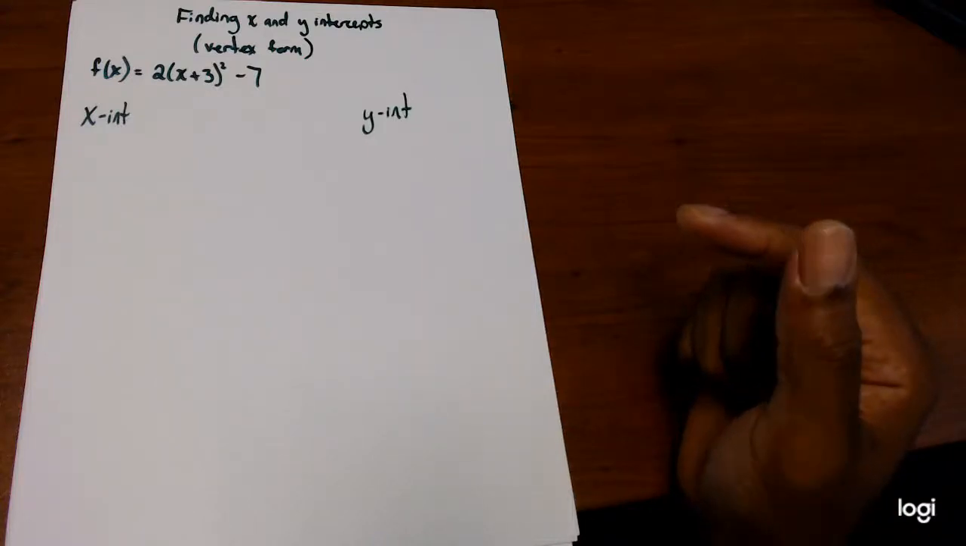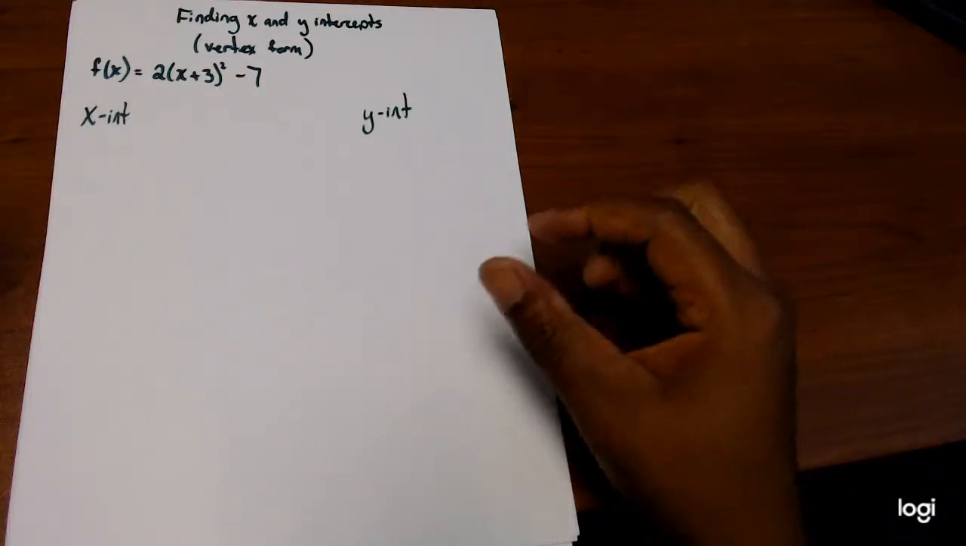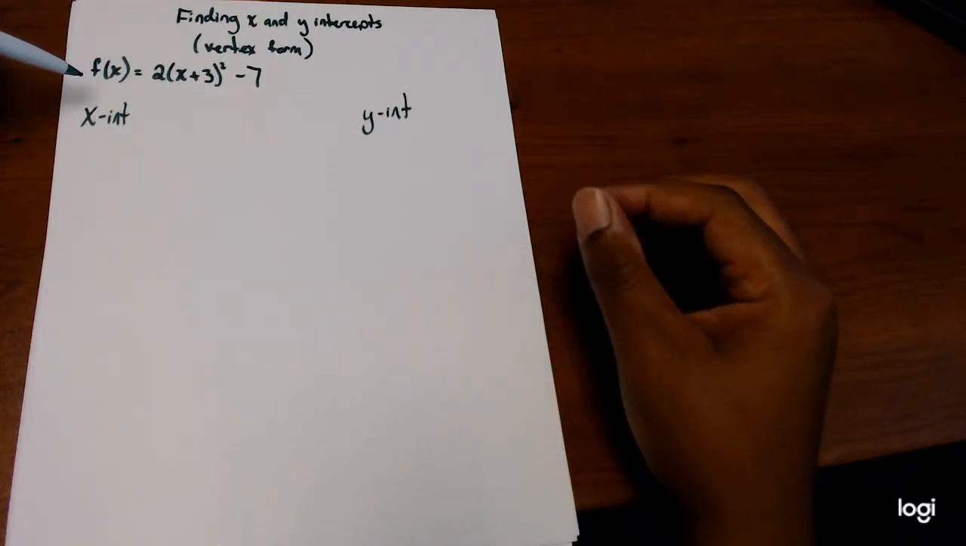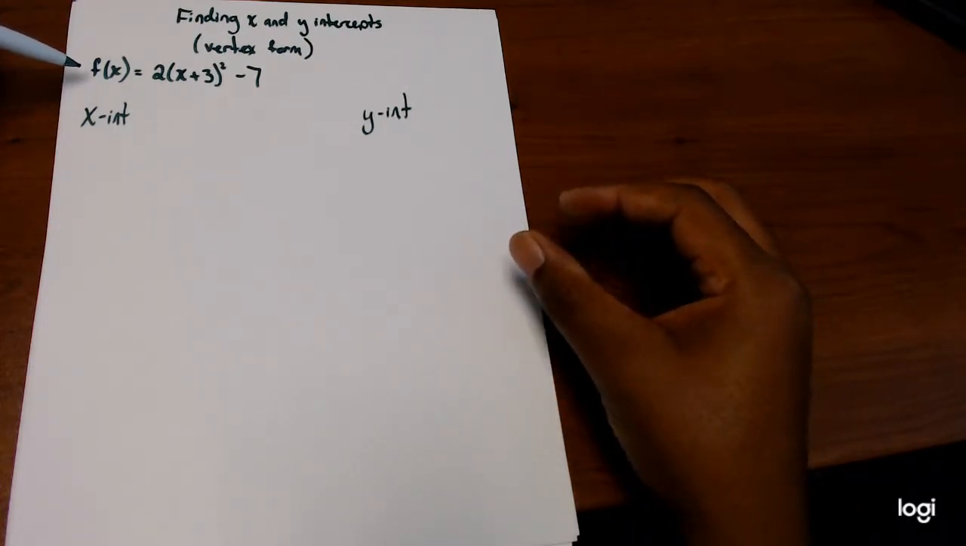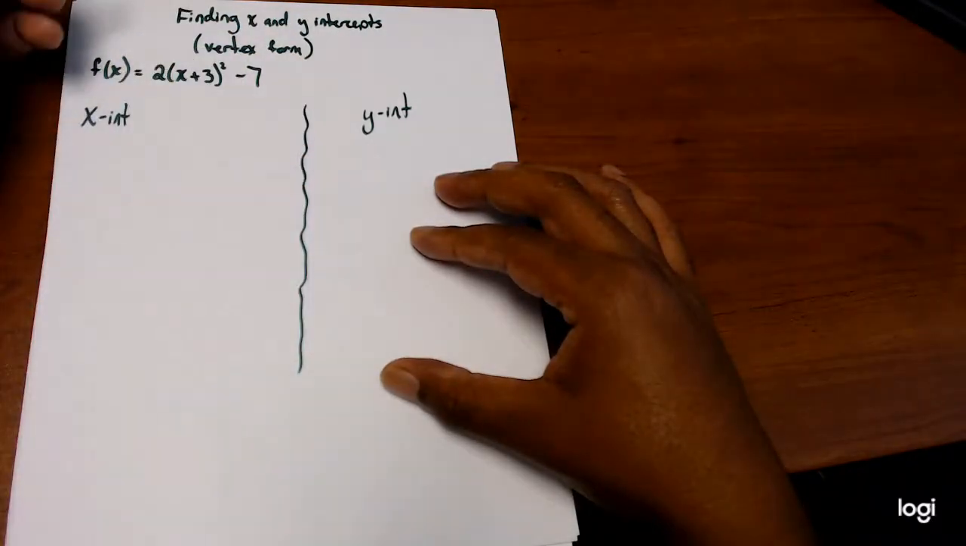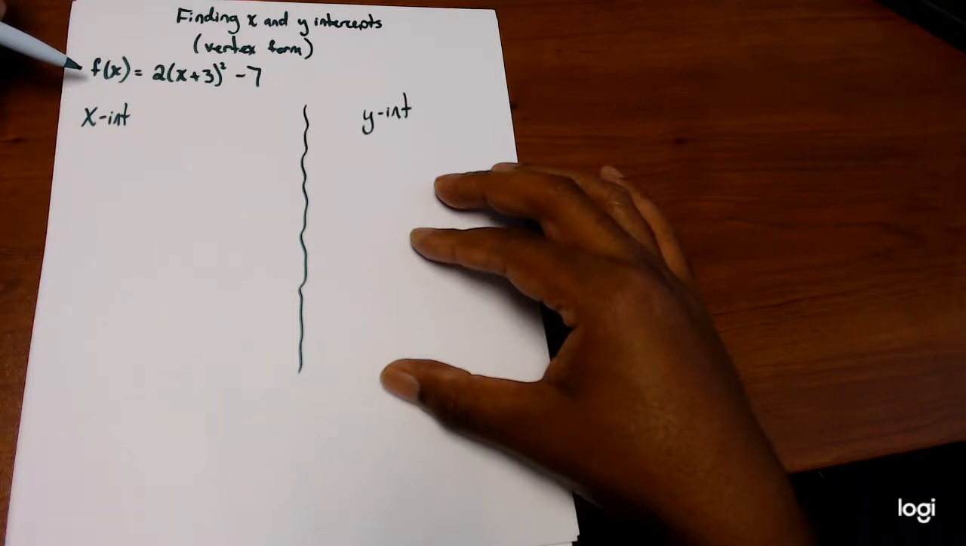Now, we're back again, and as I mentioned in the last video, we're going to take the same function that we had last time and find the x and y intercepts, but this time we're going to represent the function using vertex form. Okay, so we have our function from the previous page written in vertex form, and we still want to find the x and y intercepts.